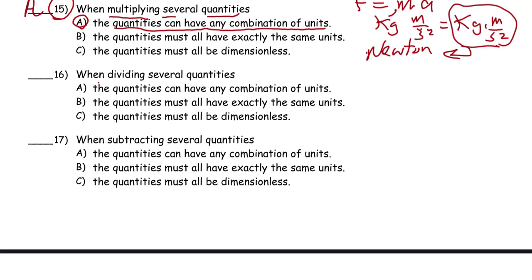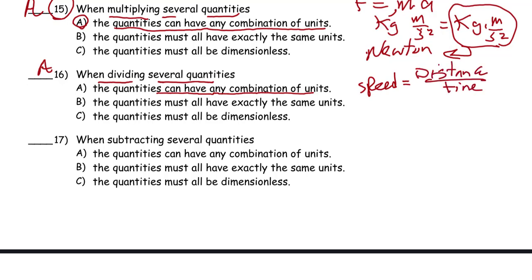When dividing several quantities, the quantities can have any combination of units. Yes, I'll give you an example. Speed equals distance over time, right? Distance in meters over time in seconds, so meter per second. So the quantities can have any combination of units.